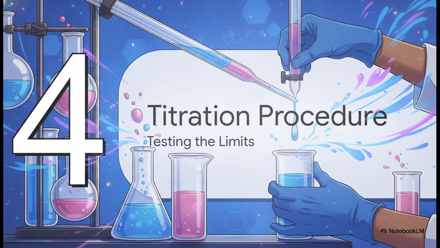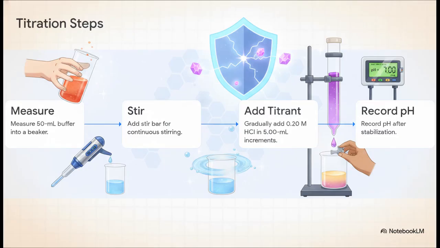Section 4, the titration procedure, testing the limits. Here is our step-by-step titration procedure based on standard college-level wet lab practices. First, we accurately measure 50 milliliters of our buffer into a beaker. Second, we drop in our magnetic stir bar and get it continuously stirring.